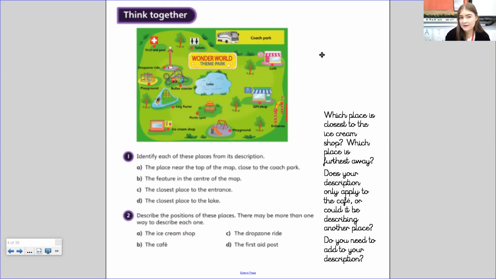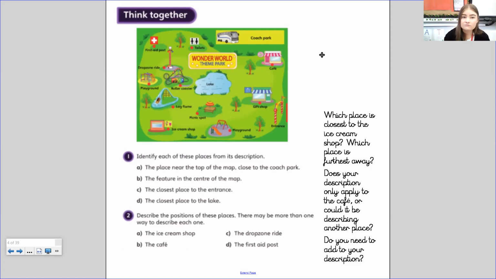The drop zone ride then. What could we say for that one? You have a think and I'll have a think. So we had a little go. Oh, I was looking at the roller coaster, sorry.